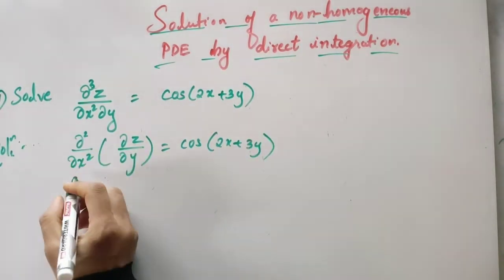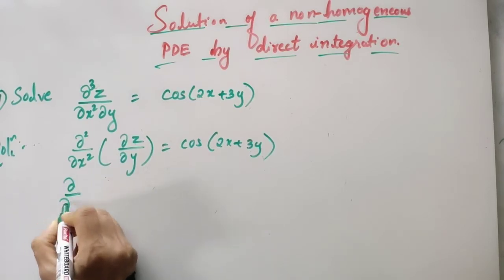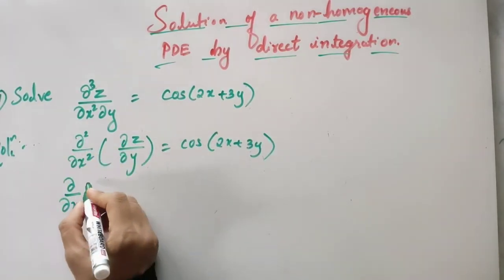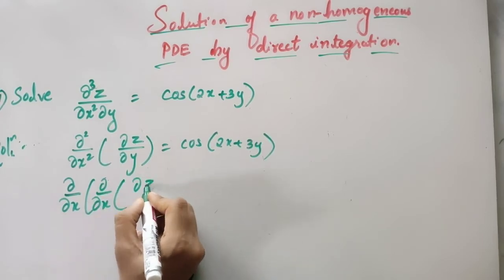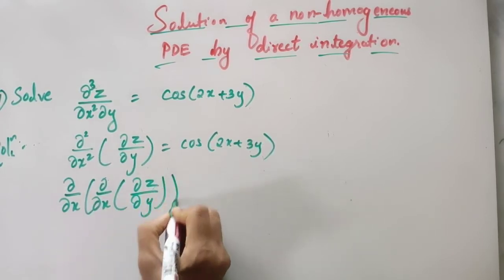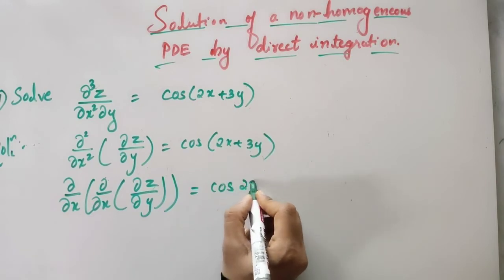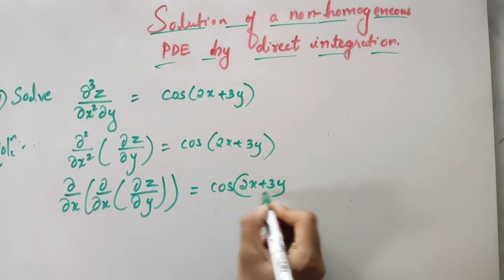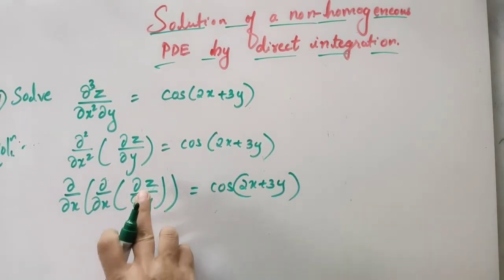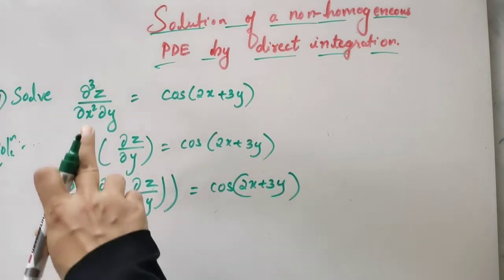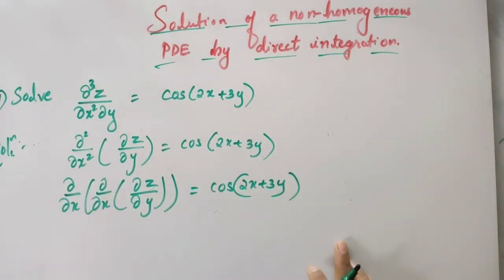Okay, now further if I split this, it will be ∂/∂x of, what is ∂²/∂x²? It is ∂/∂x of ∂/∂x of ∂z/∂y, is equal to cos(2x+3y). So z is a function of both x and y here, and you have been given the third order partial derivative of z, and it's non-homogeneous, you can make out.